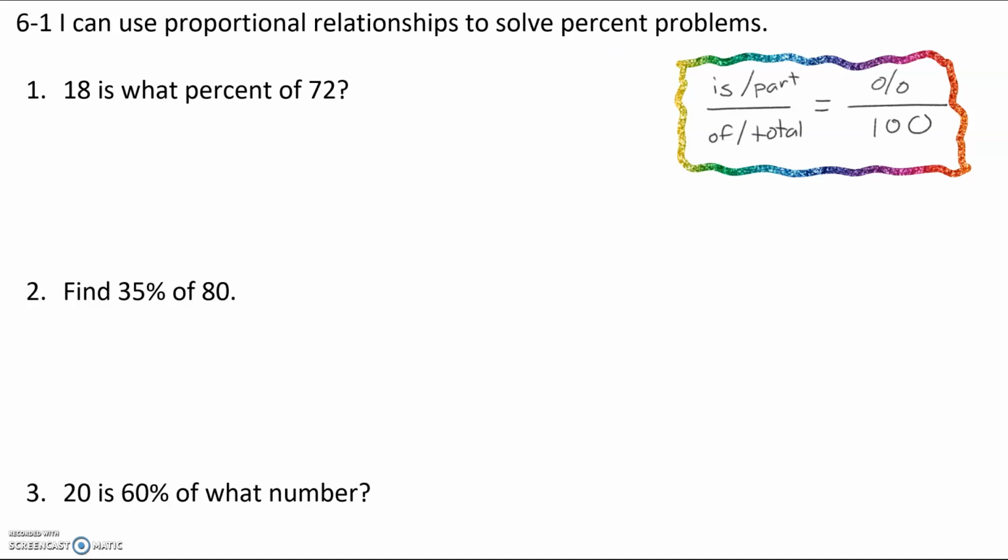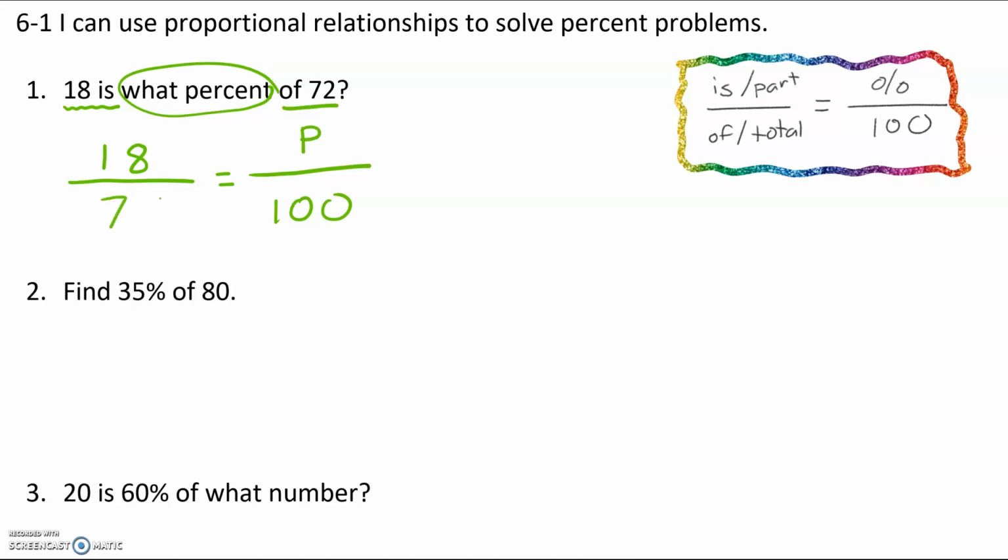So back to question number 1. 18 is what percent of 72? I'm going to fill in each piece of my percent proportion. 100 always goes on the bottom there, and then I just fill in each piece. It says 18 is, so 18 is going to go here in my is spot. What percent? That tells me that's what I don't know, so P for percent, of 72. And then we just cross multiply in order to solve this problem.